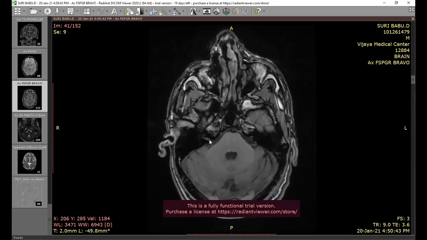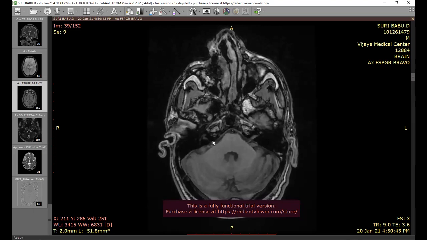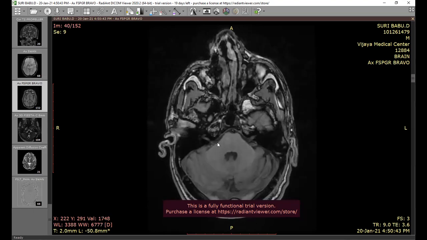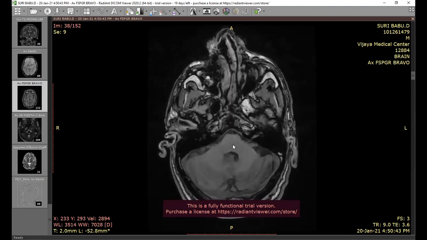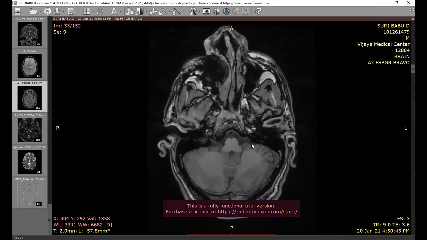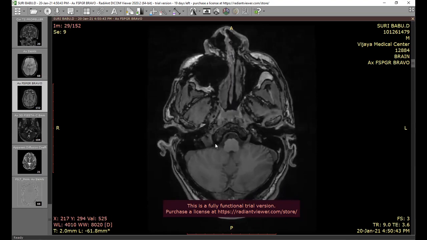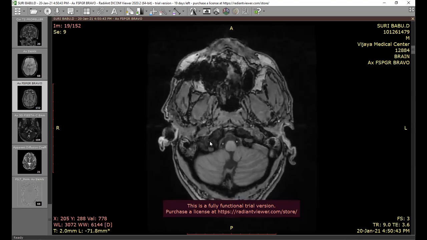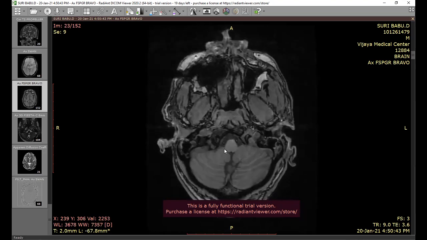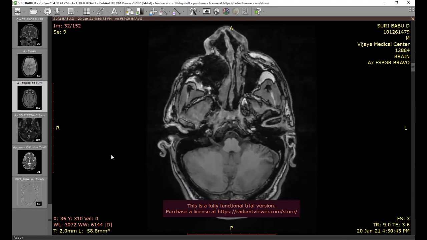This is a seventh, eighth nerve complex. Then this is the 9th, 10th nerve complex that is going to the glossopharyngeal, jugular foramen. Then this is the hypoglossal canal, the hypoglossal nerve going into the hypoglossal canal. Let's see in the FIESTA sequence.